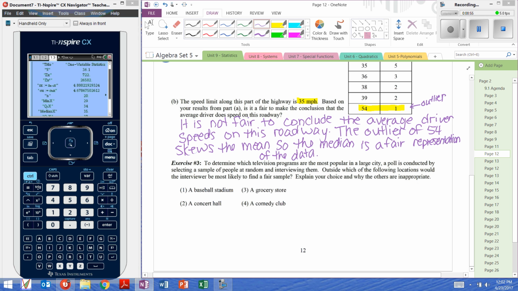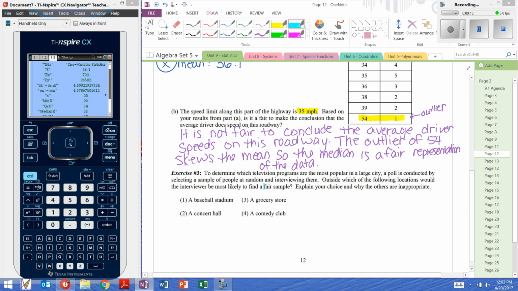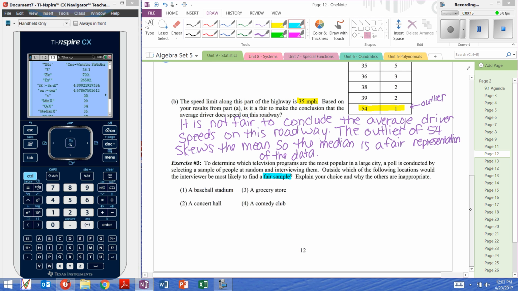Exercise number 3. It says to determine which TV programs are the most popular in a large city, a poll is conducted by selecting a sample of people at random and interviewing them. Outside which of the following locations would the interviewer be most likely to find a fair sample? Okay, so we're looking for a fair sample. Basically, we don't want our data to be biased.